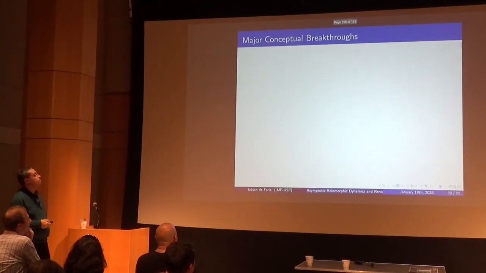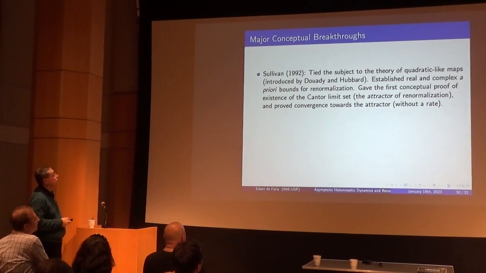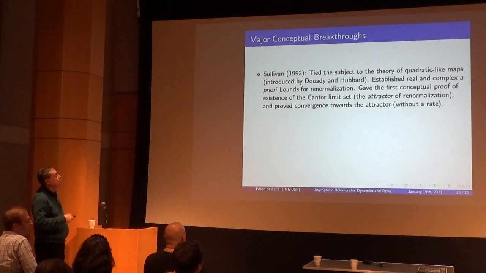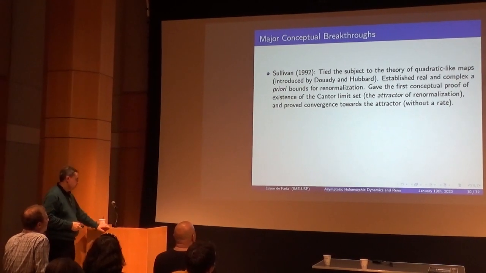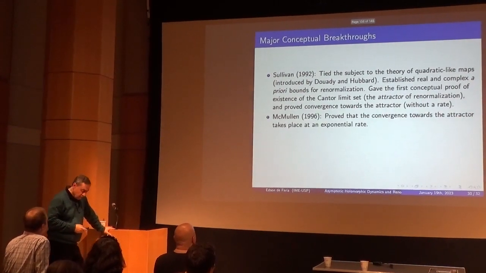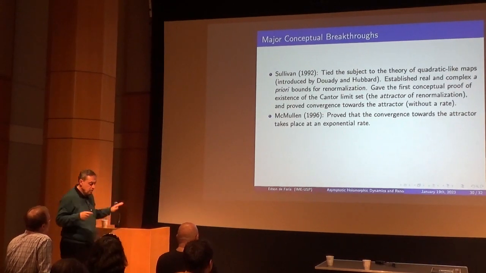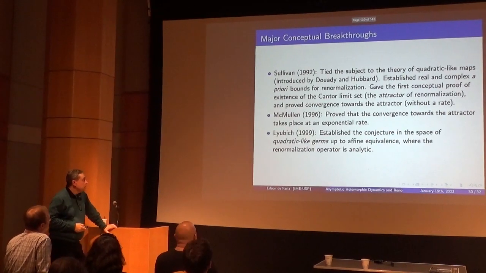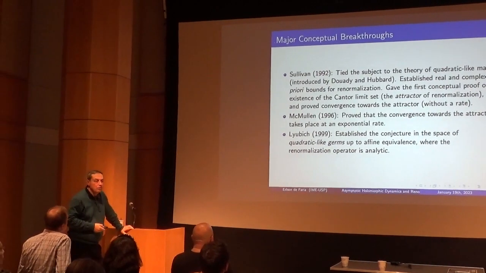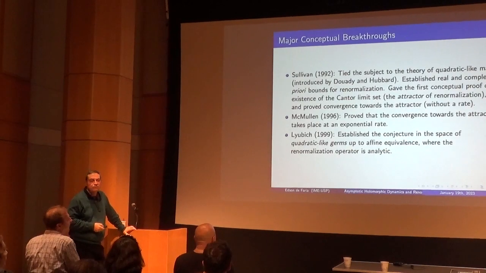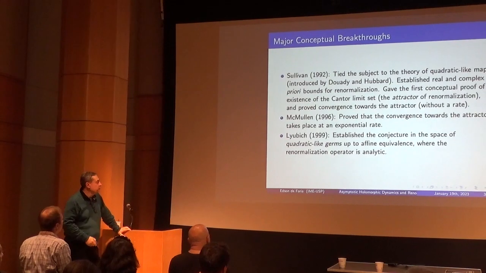Okay? So these are the major breakthroughs. First by Dennis, with the real bounds, complex bounds, with the convergence towards the attractor, but without a rate. Then McMullen was able to show that the convergence towards the attractor is actually exponential. Then Lyubich was able to prove the full hyperbolicity, but in this funny world of quadratic-like germs modulo affine.